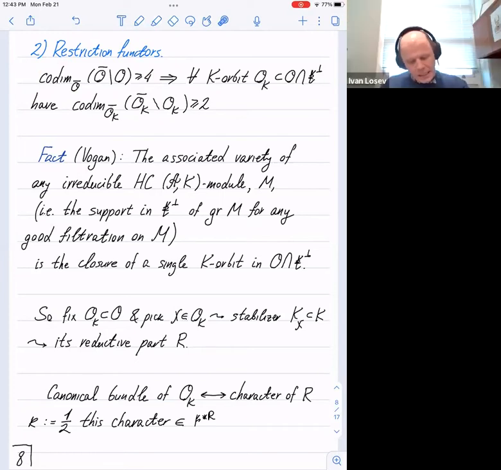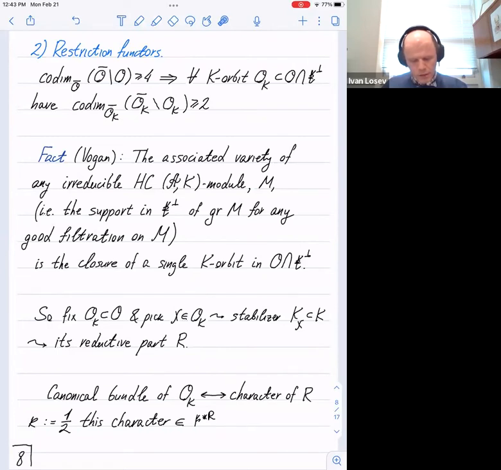So in any case, we fix this K orbit O_K, and let's pick some point. Let's call it chi. Starting from this point, we can get the stabilizer, which I call K_chi. This group is not reductive, so let's take its reductive part. And I would like to emphasize that this doesn't need to be connected, it may be a disconnected group.